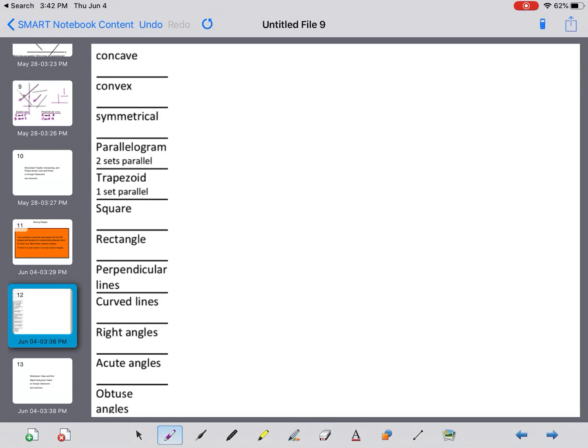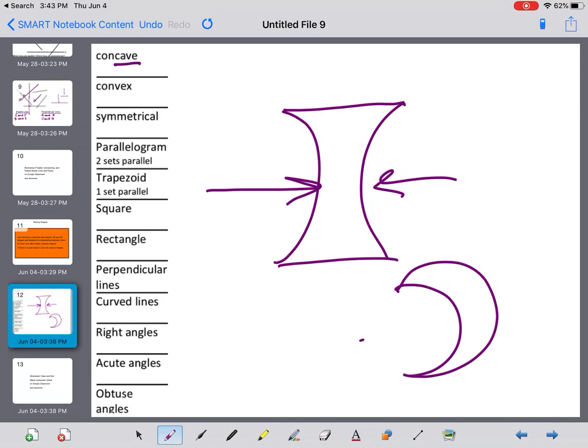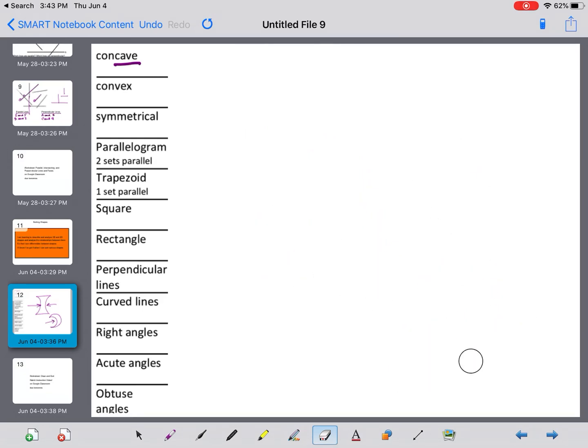A concave shape is any shape that has a dip in it like this, and I like to remember it as concave, like a cave. Here's a little cave right here. The shape of a moon, for example, has a little cave right there. So that is concave. I'll just erase everything in between.